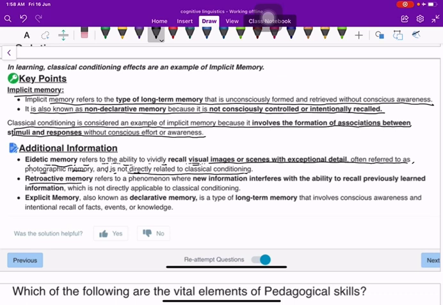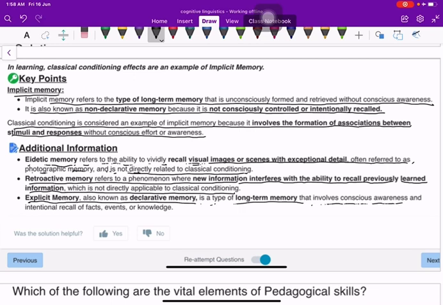Now, retroactive memory. Retroactive memory refers to a phenomenon where new information interferes with the ability to recall previously learned information, which is not directly applicable to classical conditioning. Now, the explicit memory, also known as declarative memory, is a type of long-term memory which involves conscious awareness and intentional recall of facts, events, or knowledge.